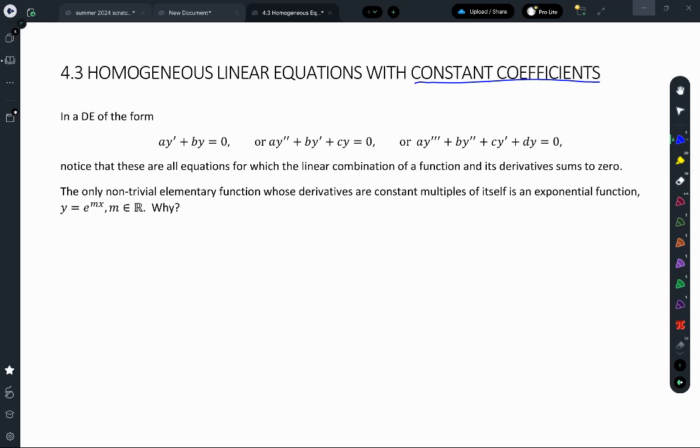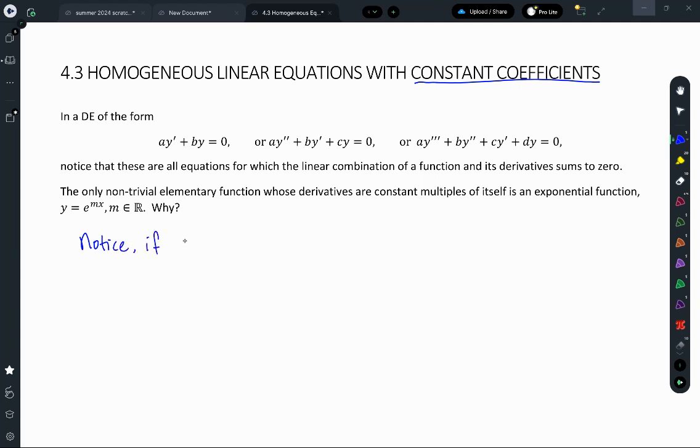Now, all of these equations are equations for which we have a linear combination of a function and its derivatives, and it's adding up to 0. What that tells me is that the only function that could be the possible solution would have to be e to the x or e to the mx. Some multiplier of x has to be in there. And the reason for this is as follows.